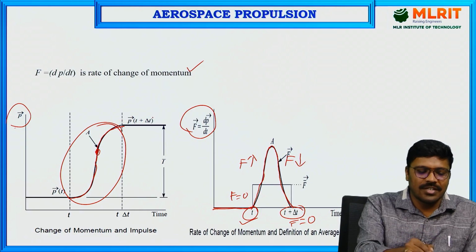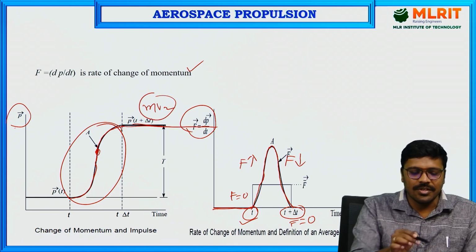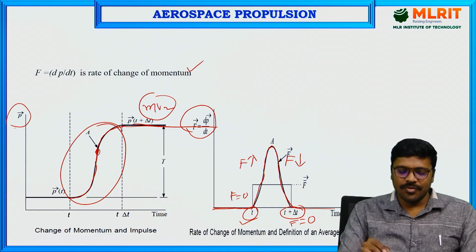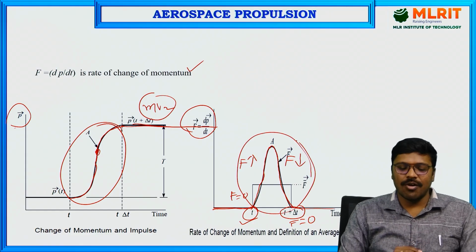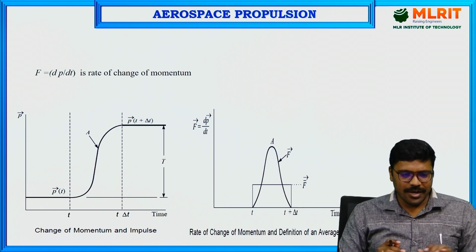So here the momentum is finally constant after this point. So it is having constant momentum. That's why it is denoted with a straight line. And here you can see the force applied on the body is 0. So this is how the force is applied on the body, and this is also important.